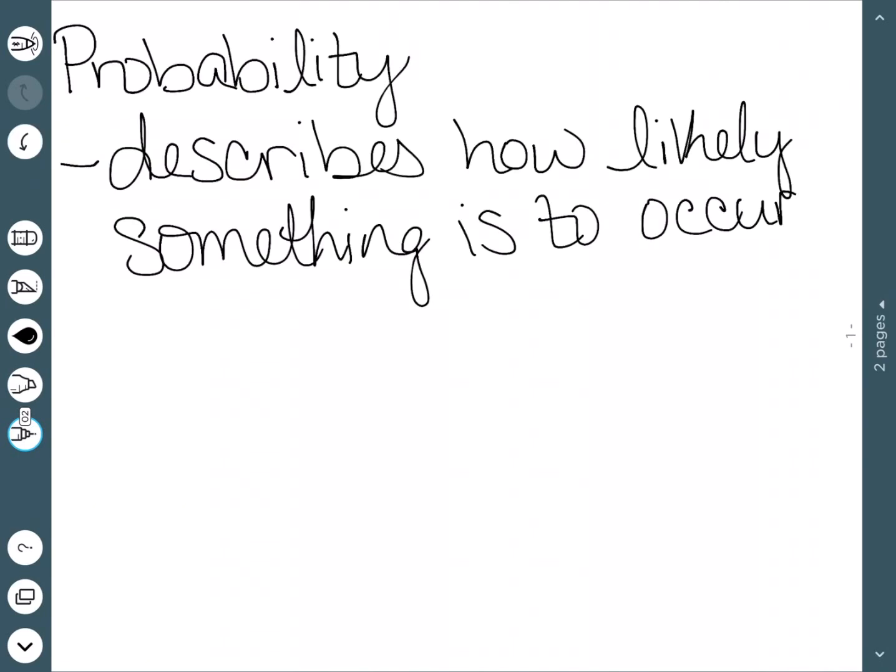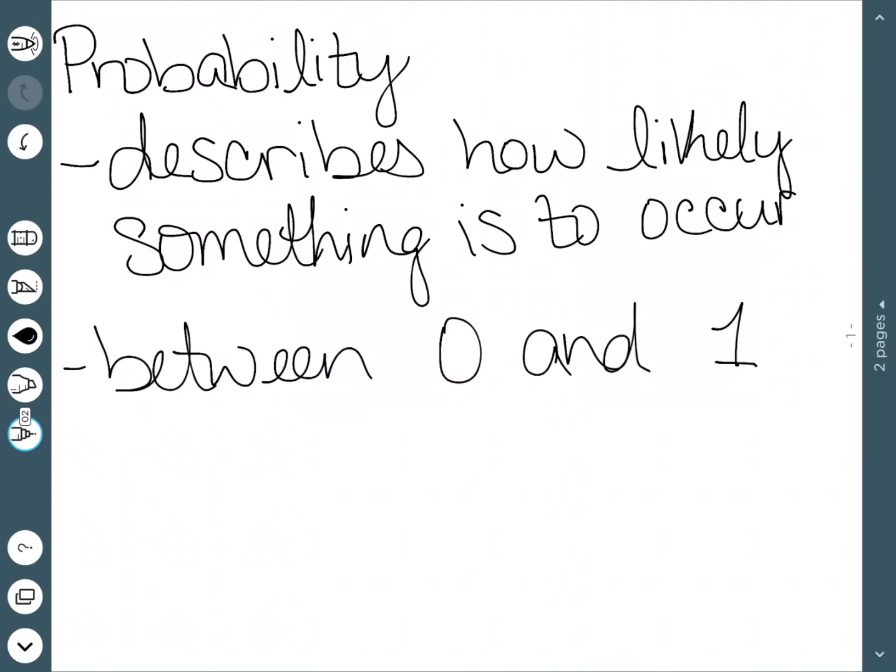We're now going to take a brief look at probability. So first, what exactly is probability? A probability just describes how likely something is to occur. What's the chance of something actually occurring? And this is going to be a number between 0 and 1. The closer you are to 1, the more likely your event is to happen, and the closer you are to 0, the less likely it is to happen.